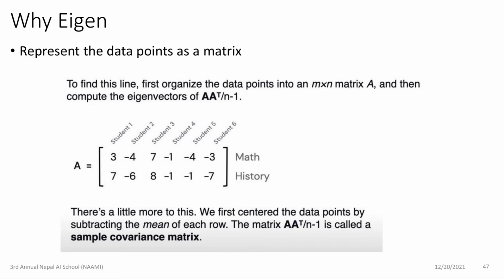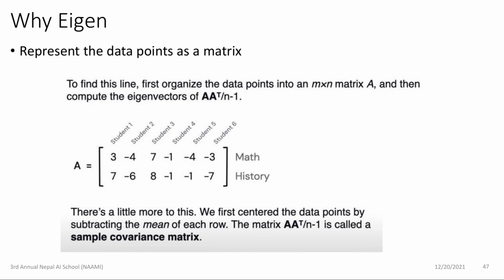So let's take these data points and represent them as a matrix. In this case, the author used them as simply students and their scores in math and history or whatever. So you represent the data points as an M by N matrix, and then you multiply the matrix with its own transpose. Remember, we talked about transpose earlier. The effect of multiplying the matrix with its own transpose is that it converts any non-square matrix into a square matrix. So an M by N matrix, when multiplied by its transpose, becomes an M by M matrix.